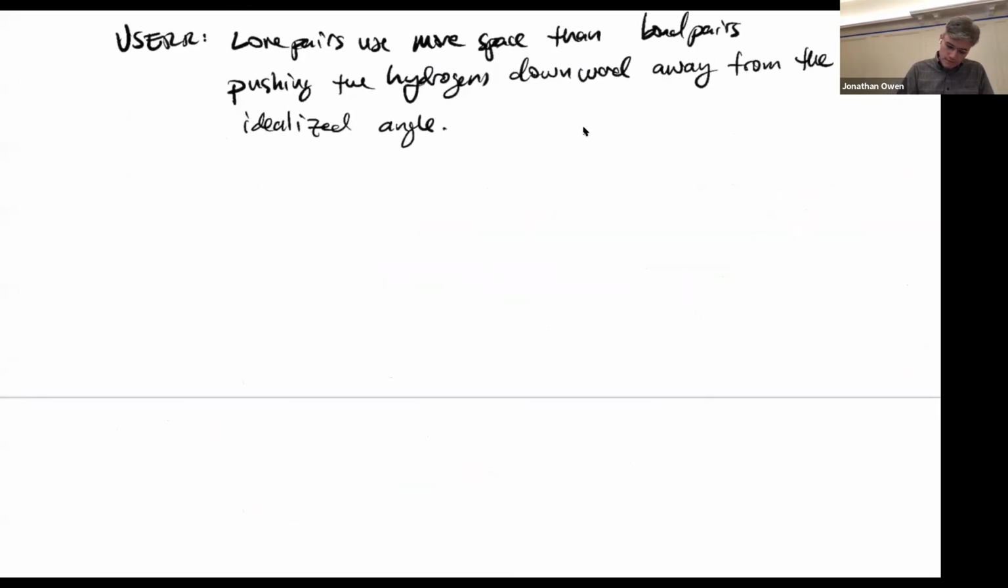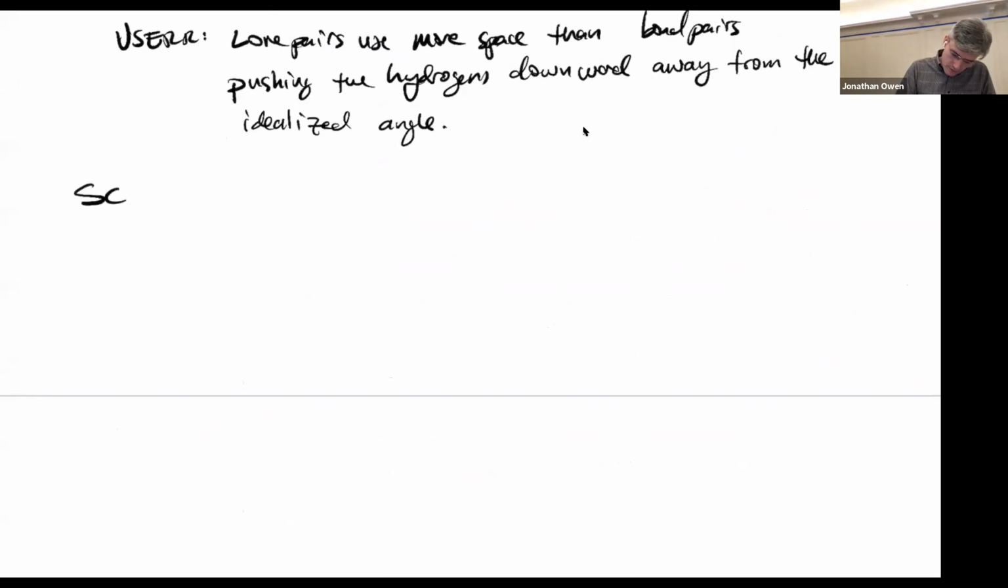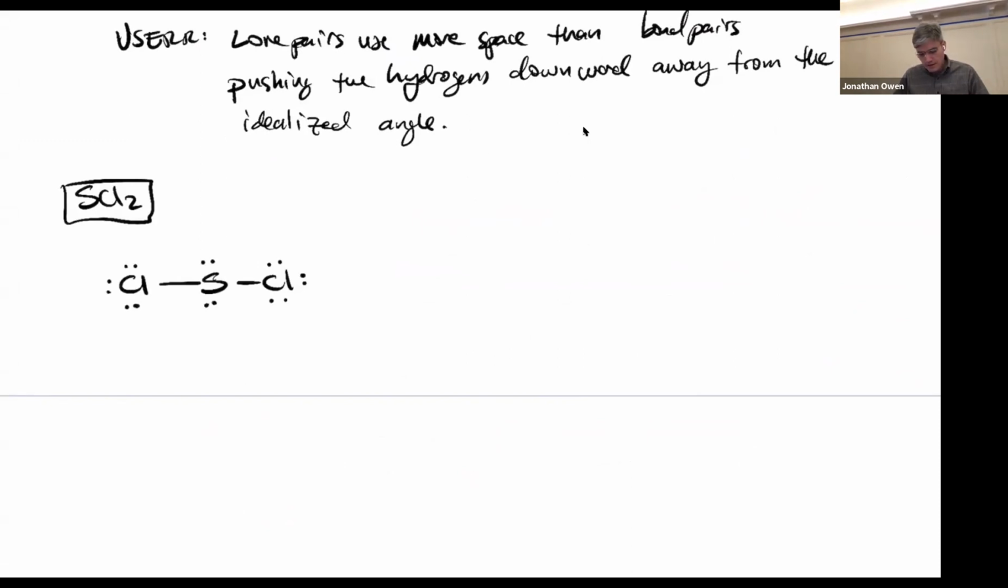Okay, so let's do another one. Sulfur, whoops, not trichloride. Sulfur dichloride. Let's draw a Lewis structure. Everybody's got an octet there. Sulfur's got two bonds, just like H2S. So that looks good. Let's give it some VSEPR.